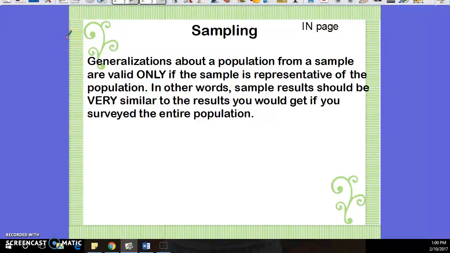All right, sampling. Generalizations about a population from a sample are valid only if that sample is representative of the population. In other words, sample results should be very similar to the results you would get if you surveyed the entire population.